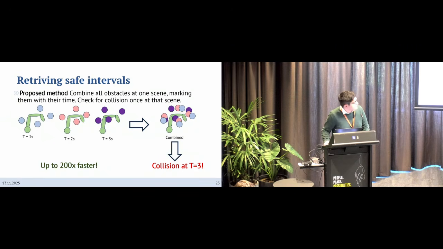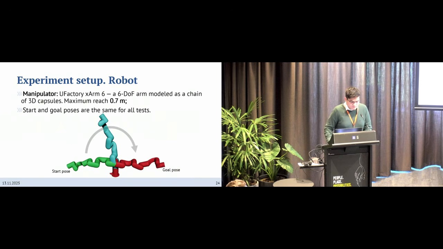In this slide, it's shown like a color of the obstacle, and when we do a collision check once at this combined scene, we can get at which time the collision occurred. And because in broad-phase collision checks complexity is logarithmic, it also speeds up retrieval of safe intervals up to 200 times.